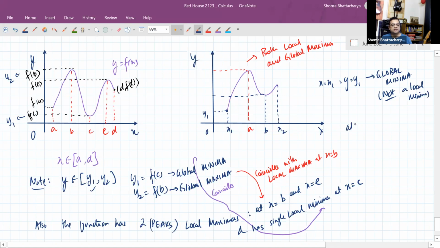Whereas at x equal to b, we have a local minimum, but it is not global. Sorry, local maxima. Is that? No, it's local minimum only, but it is not global. Okay. And the point x equal to x2 is not significant at all, other than the fact that the domain stops at x2.